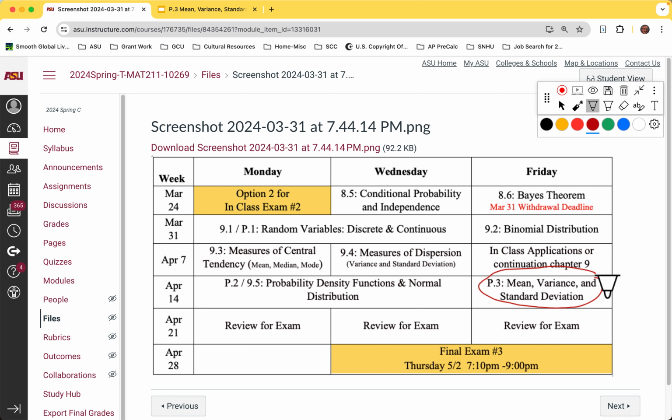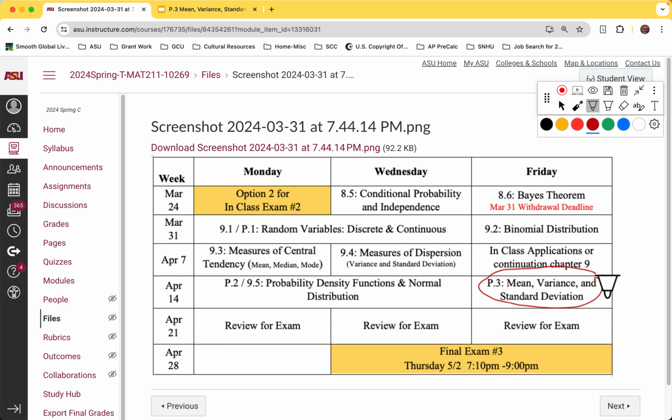So we're going to look at mean, variance, and standard deviation, which we did in 9.3 and 9.4 when looking at data. This time we're going to look at the mean, variance, and standard deviation for, what are these? Probability distributions, right? So these are all going to be various probability distributions.